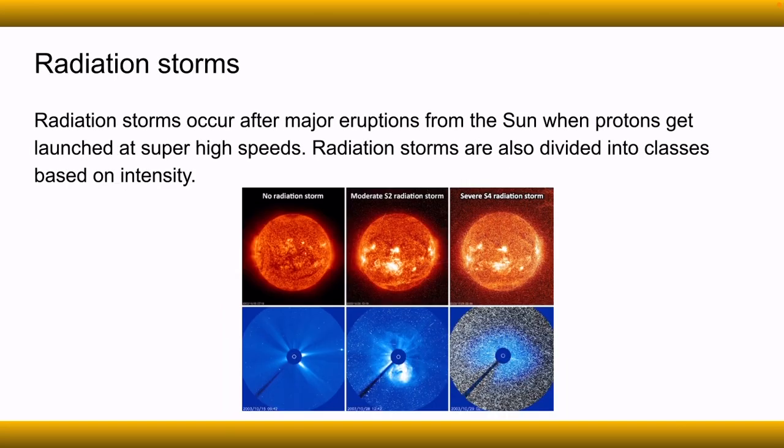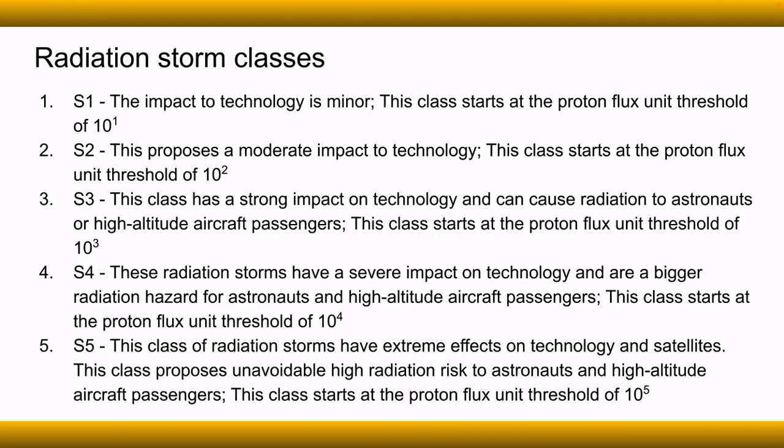Radiation storms. Radiation storms occur after major eruptions from the sun when photons get launched at super high speeds. Radiation storms are also divided into classes based on intensity. And the photo down here represents it, so you kind of understand what's going on. In the next slide, radiation storm classes.